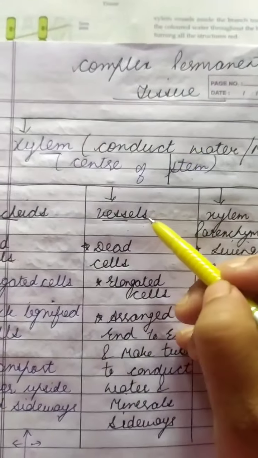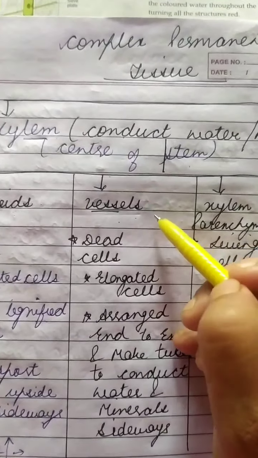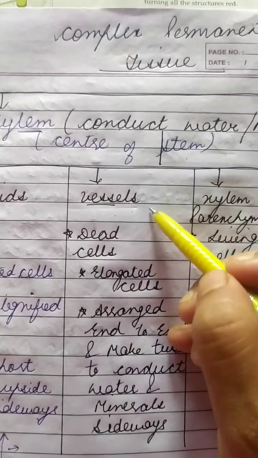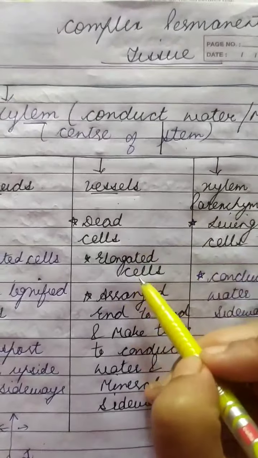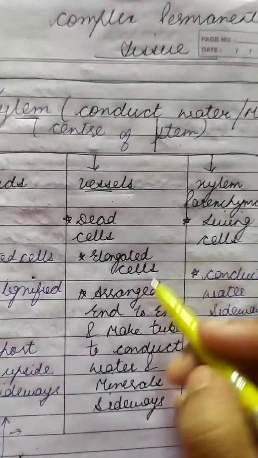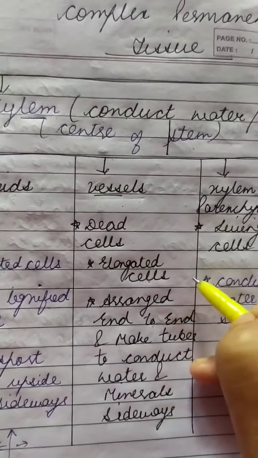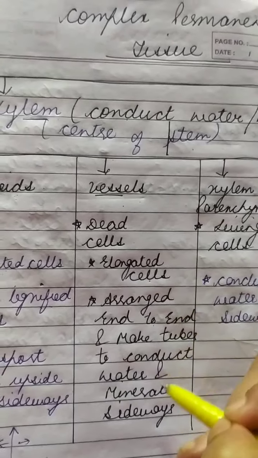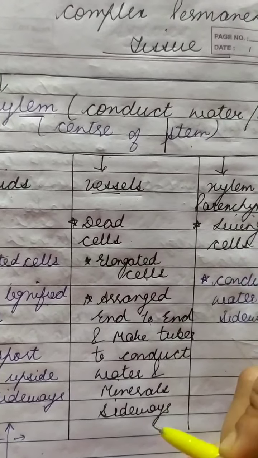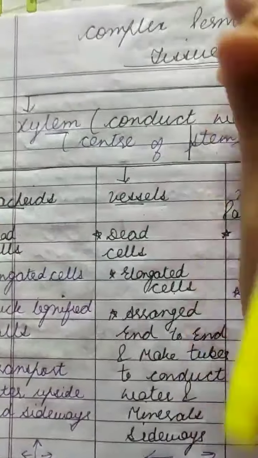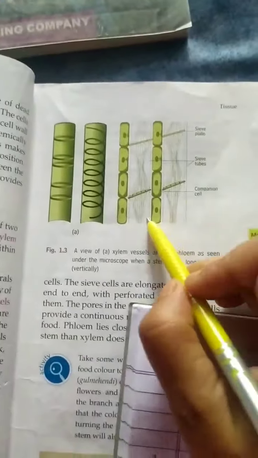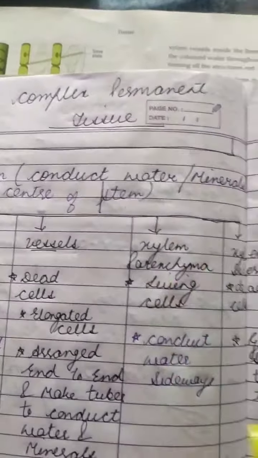Now come to the second part of the xylem, that are the vessels. From the name itself it is very clear. Its function is like a vessel. They are also made up of the dead cells. Their shapes are also elongated and they are arranged one to one, means end to end, to make a tube-like structure to conduct water and minerals to the sides of the stem. Here in the structure also you can see that we will discuss later on.